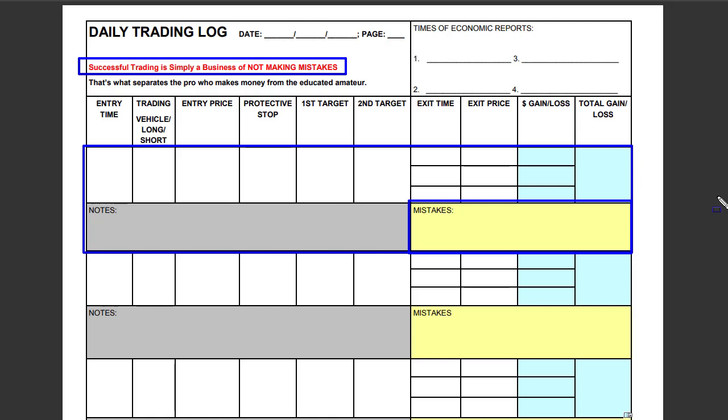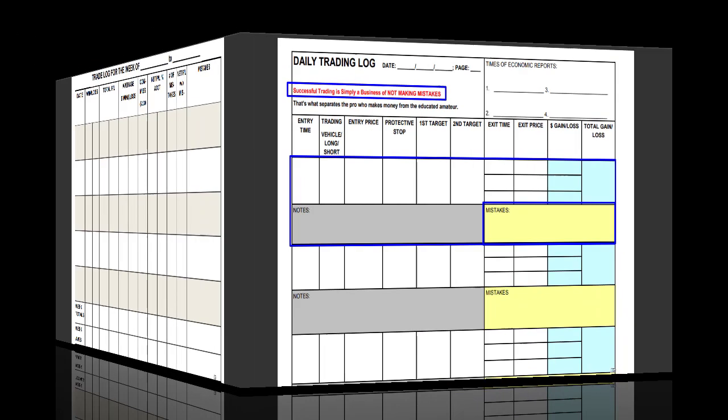Now, the rules that we break are different for each one of us. So this is a gift you have to give yourself in doing this exercise. So that's what you do. You type the rules or the mistakes in here. Okay, it might be more than one on a trade. And now here's what we do after that.